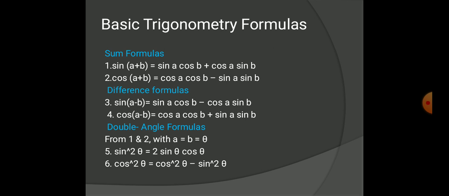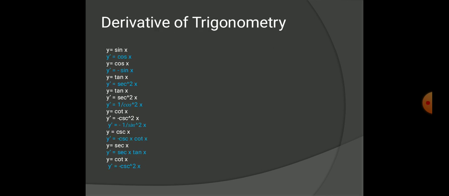And the double angle formulas from 1 and 2, with a equal to b equal to theta. So we have sine squared theta is equal to 2 sine theta cos theta, and cos squared theta is equal to cos squared theta minus sine squared theta. And also, we're going to review and memorize derivatives of trigonometric functions.